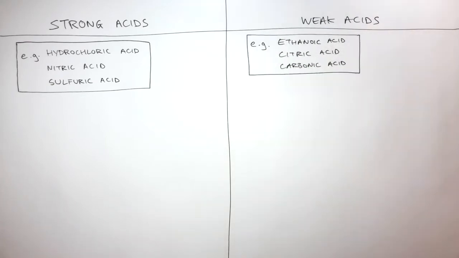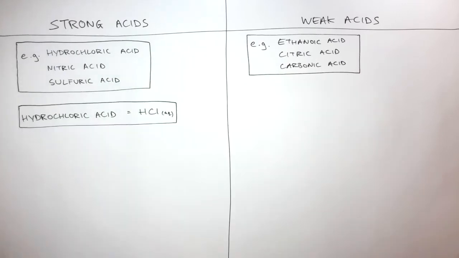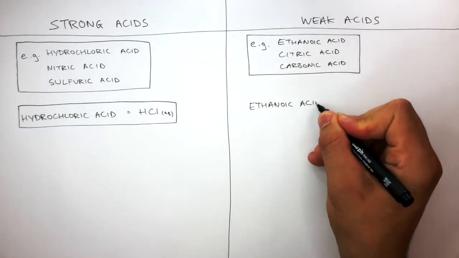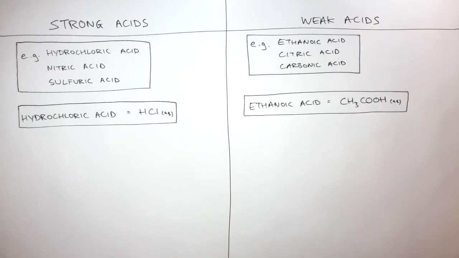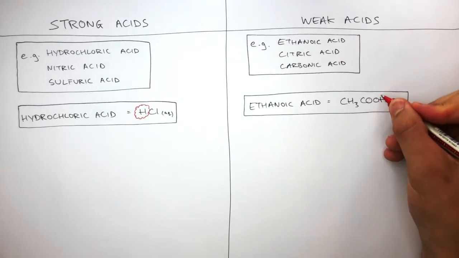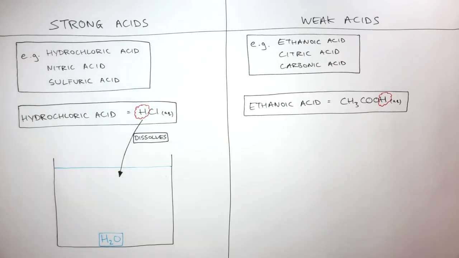To understand the difference between strong acids and weak acids, we're going to focus on hydrochloric acid, which is HCl(aq), aqueous, and ethanoic acid, which is CH3COOH(aq), aqueous. So it's this hydrogen atom and this hydrogen atom which both ionize to form the acidic solutions. So what makes hydrochloric acid a strong acid is that when it dissolves in this water, the hydrogen chloride molecules completely ionize into hydrogen ions and chloride ions.